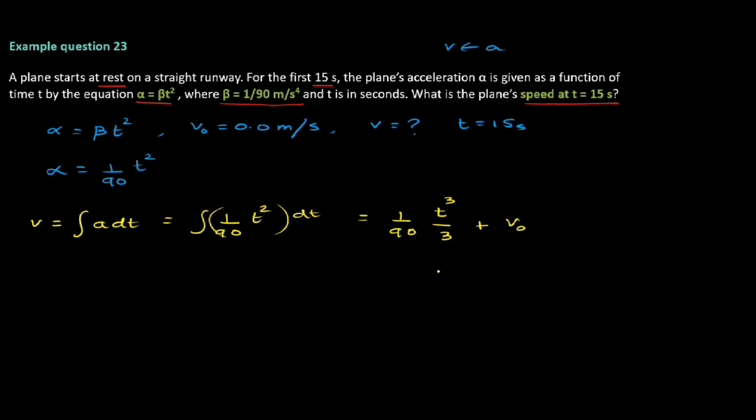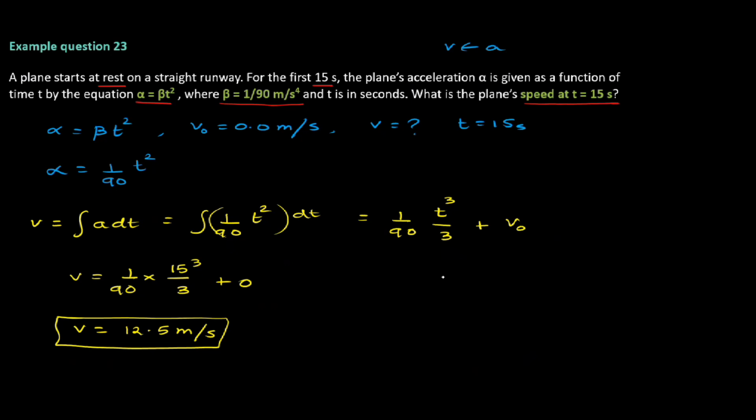After this, we substitute the value of t to calculate the final v. So we get v equals 1 over 90 times 15 cubed divided by 3. v0 is the initial speed, which is 0, so plus 0. I get my final speed after 15 seconds to be 12.5 meter per second.